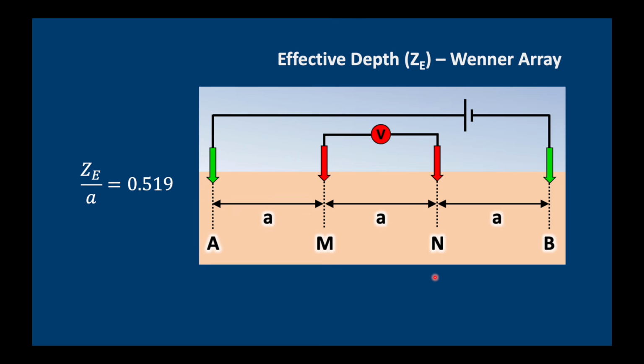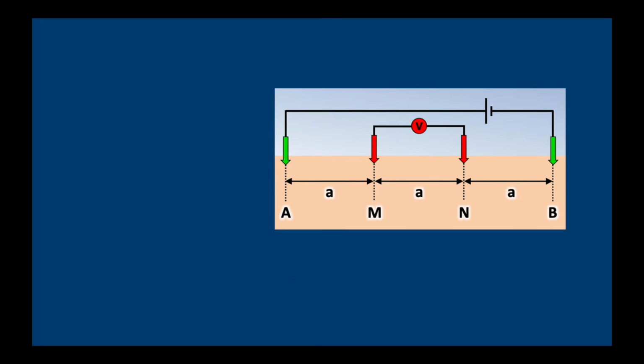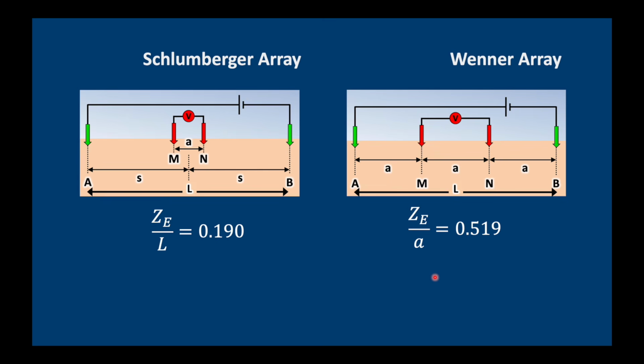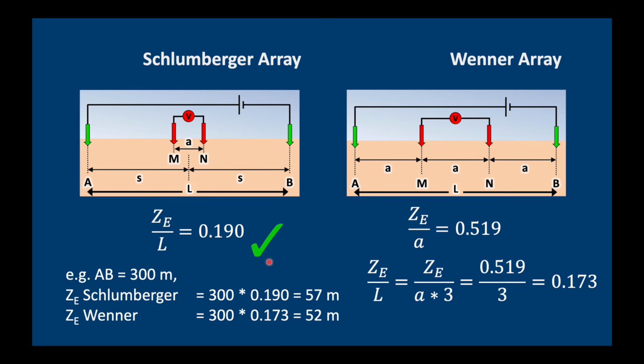But of course it refers to A, which is only 1/3 of L. So what we need to do is compare the two arrays side by side and correct the formula for the Wenner array, and then you can see that the effective depth of the Wenner array is actually less than that of the Schlumberger array. Just to give you a practical example, if we have an AB spacing of 300 meters, then in the Schlumberger array we can expect an effective depth of about 57 meters, while for the Wenner array it is 52 meters. So not a big difference, but the Schlumberger array is slightly better at going deeper.